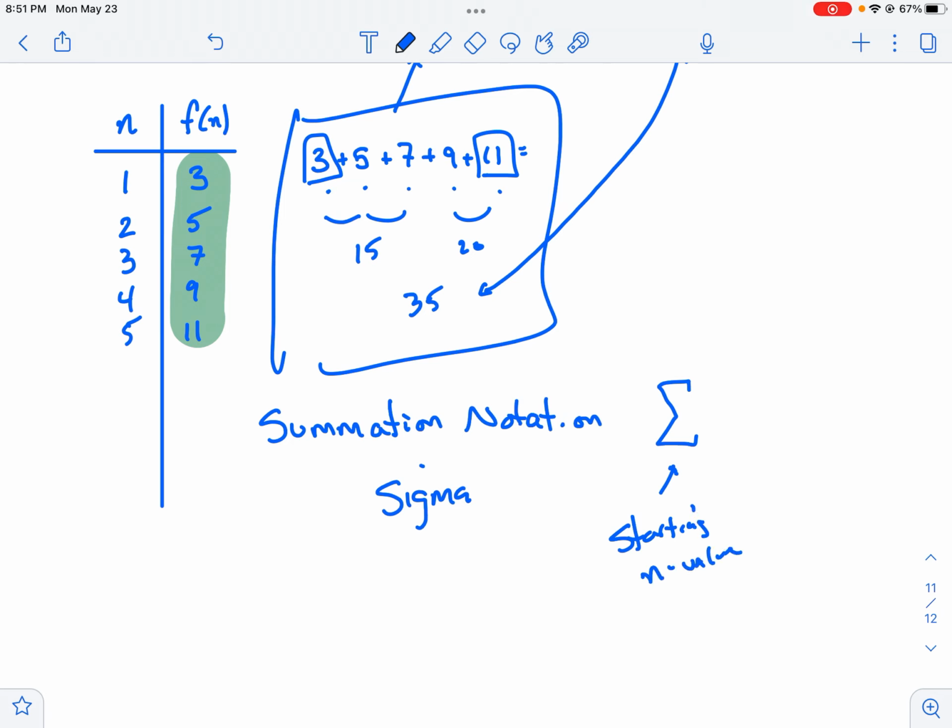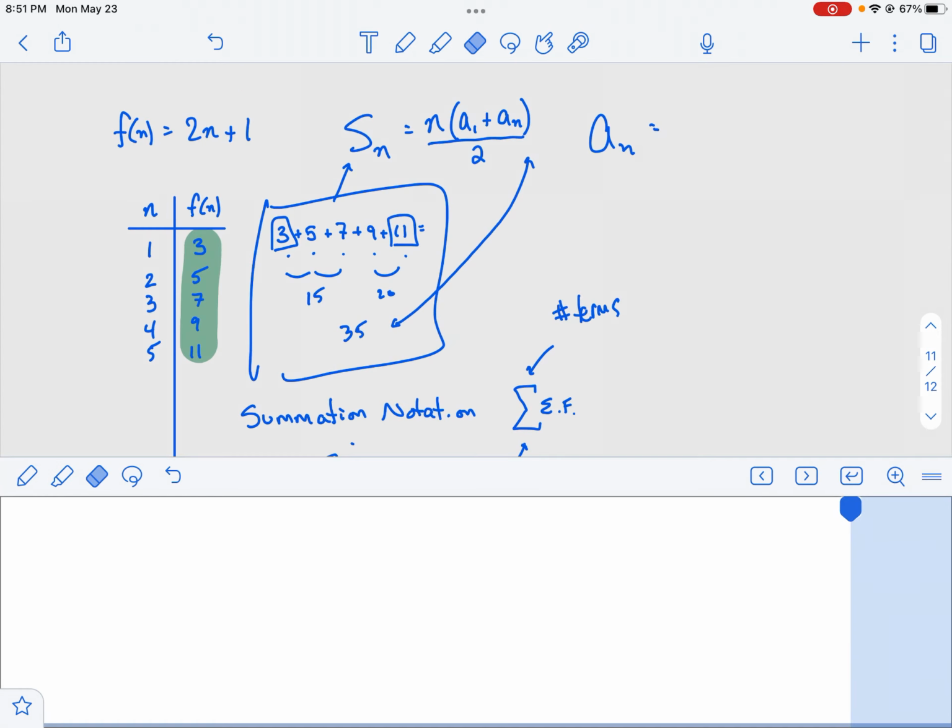Usually that's going to be 1. And at the top, we're going to put the number of terms. And over here, we're going to put the explicit formula, the EF, or the direct formula if you prefer. Now, what does all that mean? Let me show you what I mean by that.